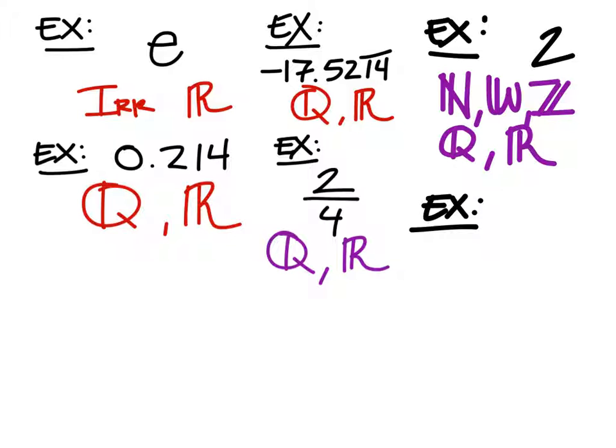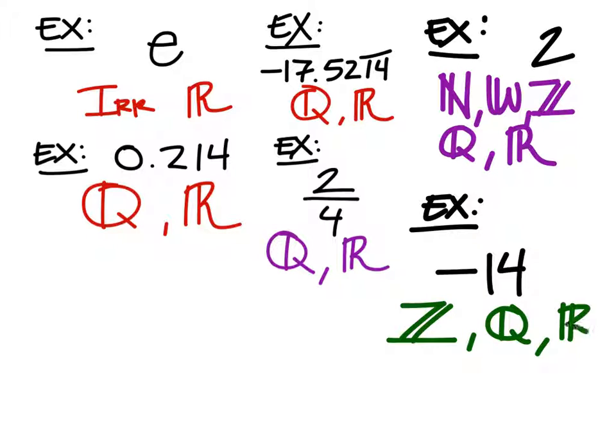Alright, what about something like negative 14? Integer. Yeah, this one's an integer. Is it whole? No, because it's negative. Then rational, then real.